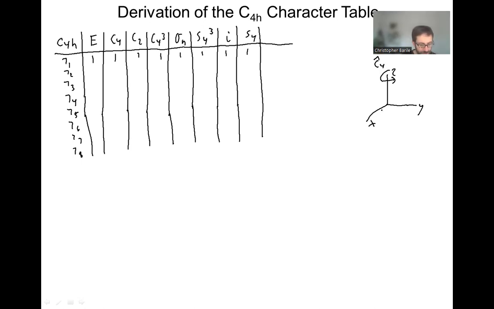And what we're going to think about in this case to start out, our x and y we can define in any way, by the way. They just have to be perpendicular to one another and perpendicular to z. But we're going to start thinking about a z vector and ask, how does the z vector transform in the different operations of each class?